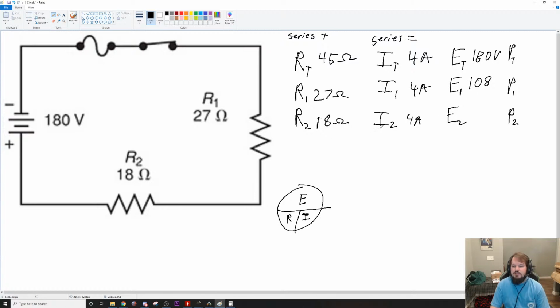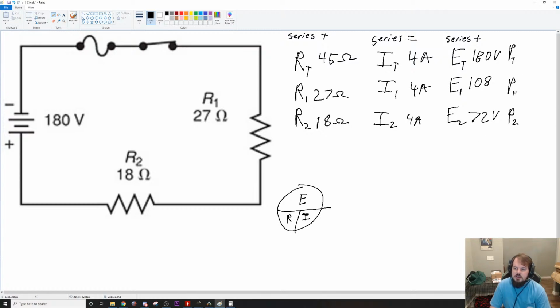And we don't have to multiply across here. We could, but we don't have to, because the individual voltages will add up to the voltage total. So in series, your voltages add up. So 180 minus 108 will give us the other one, which would be 72 volts.